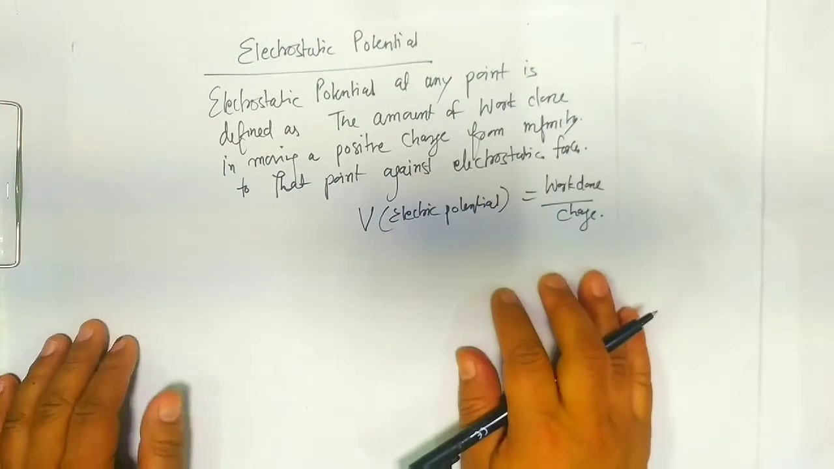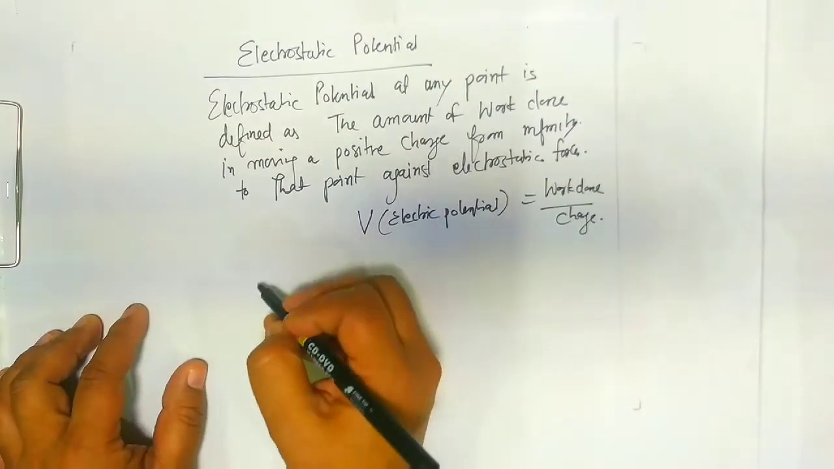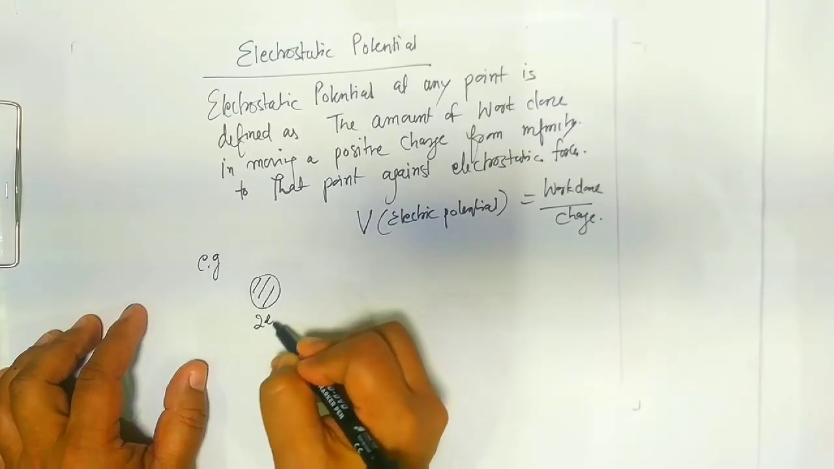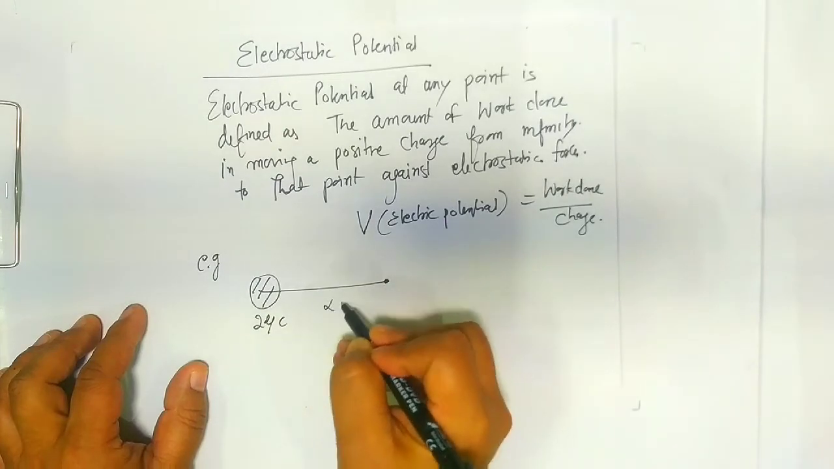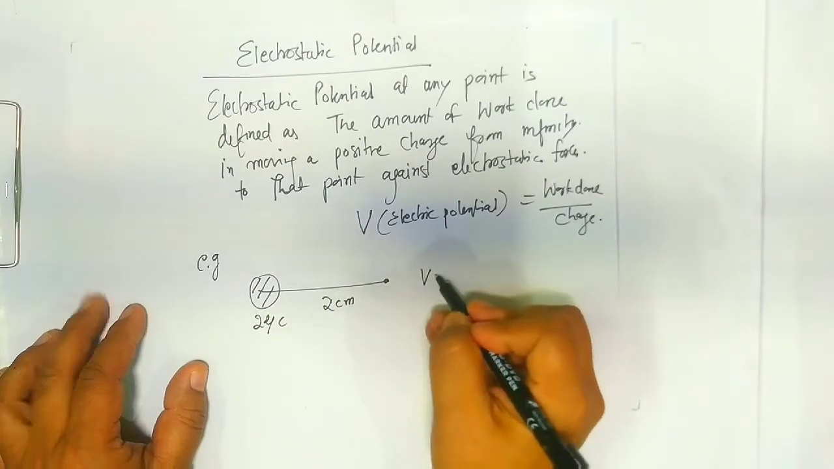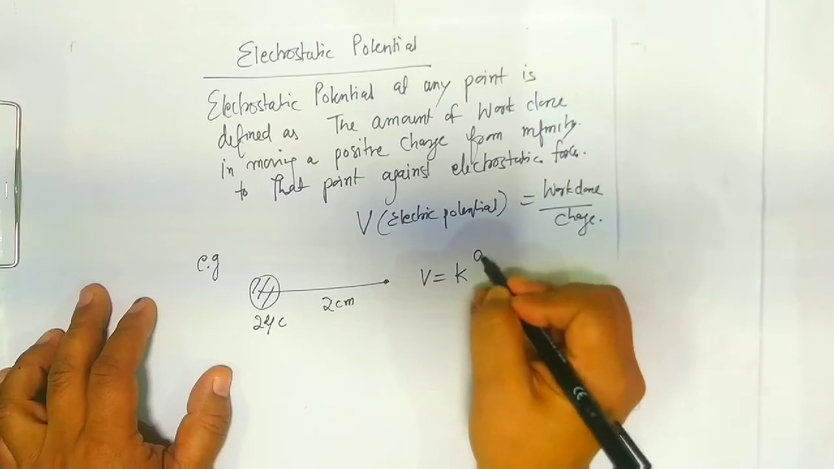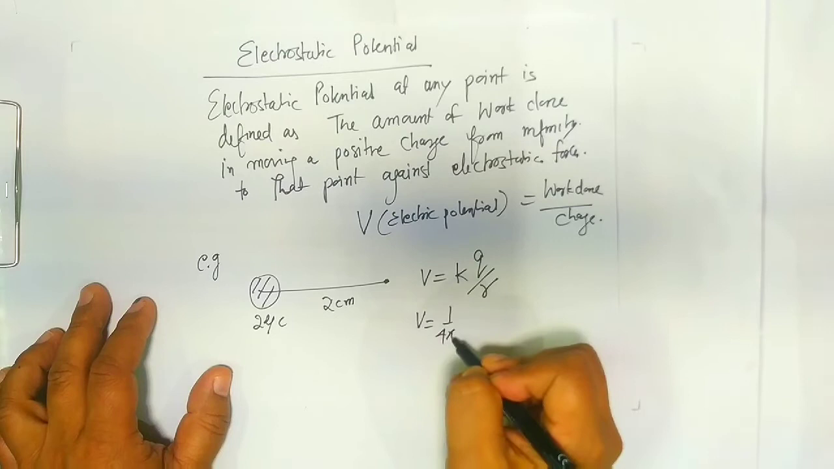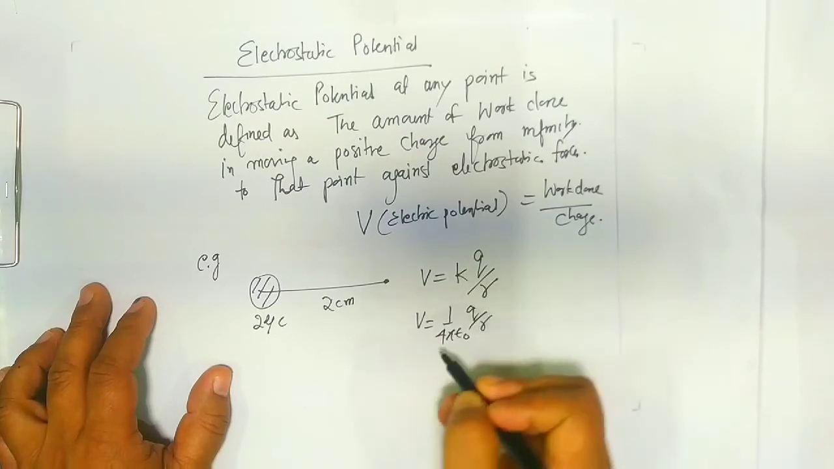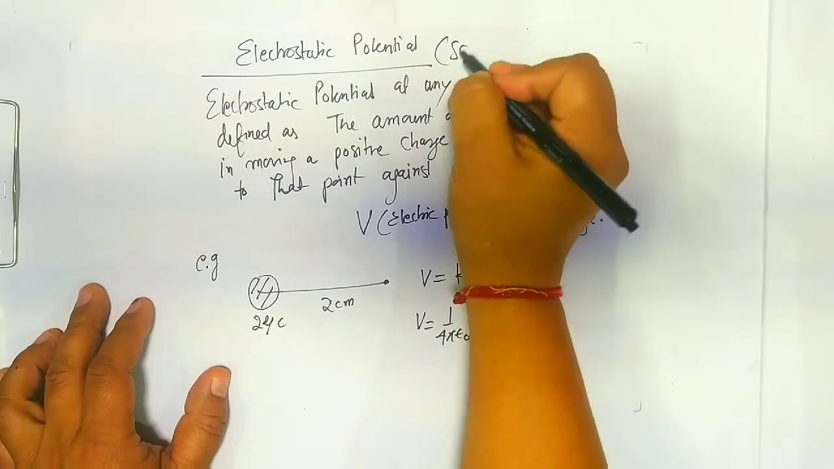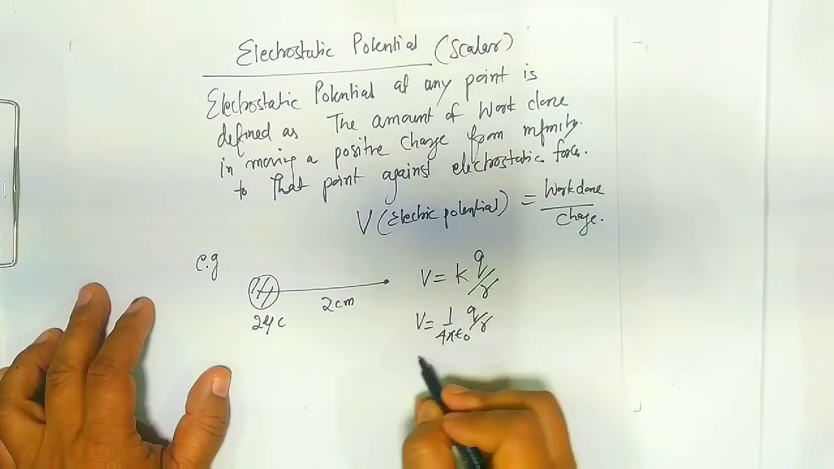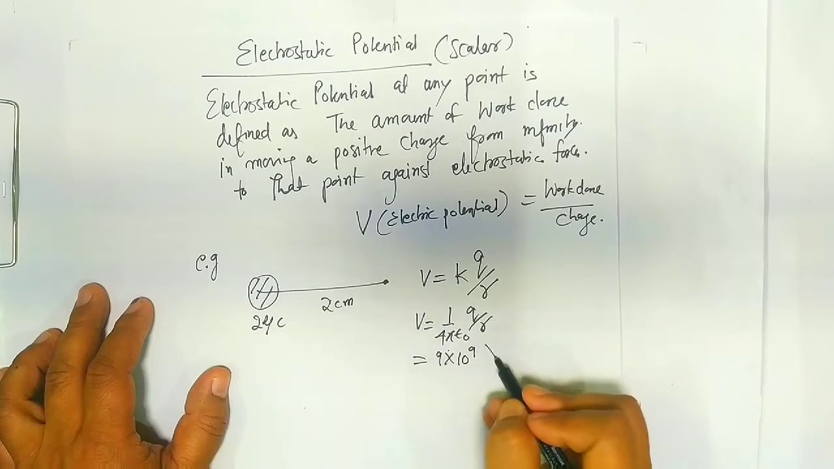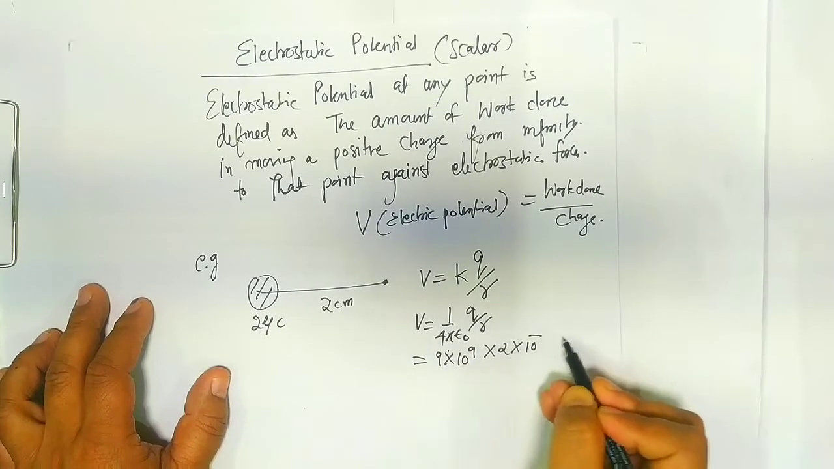Already we have discussed the SI unit. If there is a charge, say of 2 microcoulomb, and I ask what is the potential at 2 centimeter, simply K Q by R, this is the actual formula. What is K? It is 1 upon 4 pi epsilon naught, Q by R, and this is actually a scalar quantity. Can I calculate it? Yes. Do you know the value? 9 into 10 to the power 9. What is Q? 2 into 10 to the power minus what?